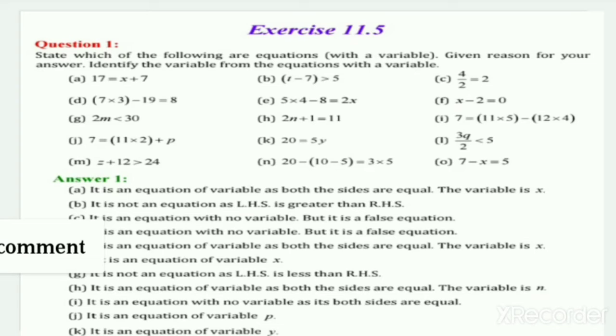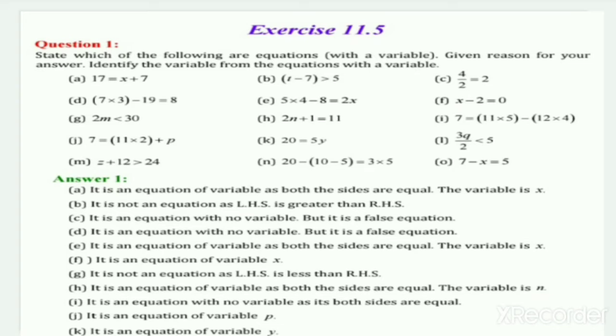Now we have the d part, 7 multiplied by 3, minus 19 is equal to 8. Can you solve this? 7 times 3 is 21. 21 minus 19 is equal to 8. Is it true? Subtract 19 from 21. It will be 20, 21, it will be just 2, but it is given 8. So our d answer is also a false equation, and it also doesn't have any variable.